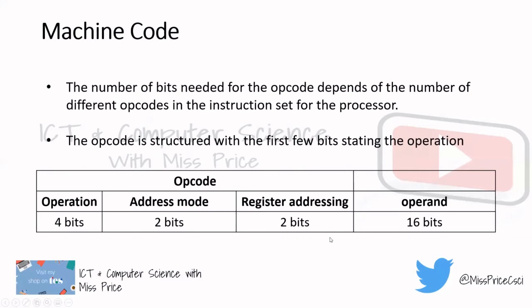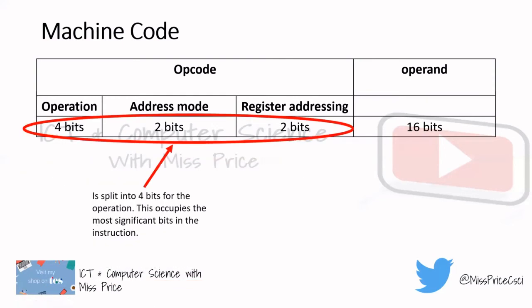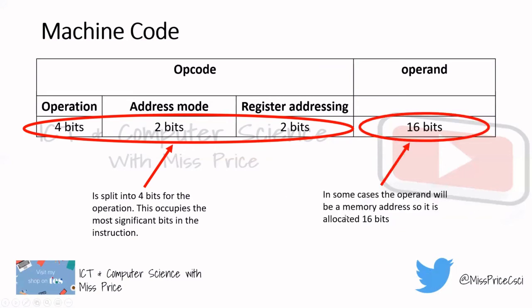Okay, so if we take a look at this, here it is split into 4 bits, so this occupies the most significant bits. So basically this is all part of the opcode. Okay, all of it is part of the opcode. Then we split it down into different bits. Then for the operand, we need to allocate 16 bits because it can be used to directly address the memory.